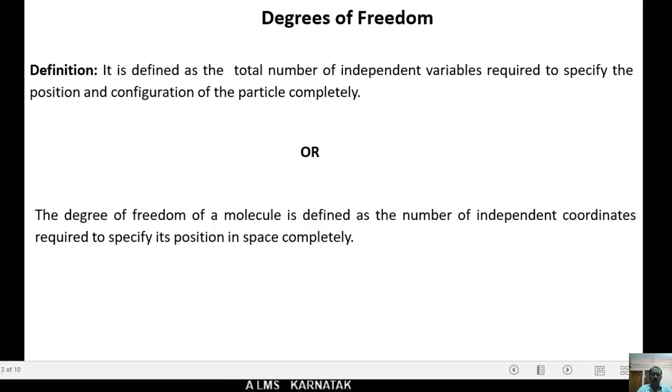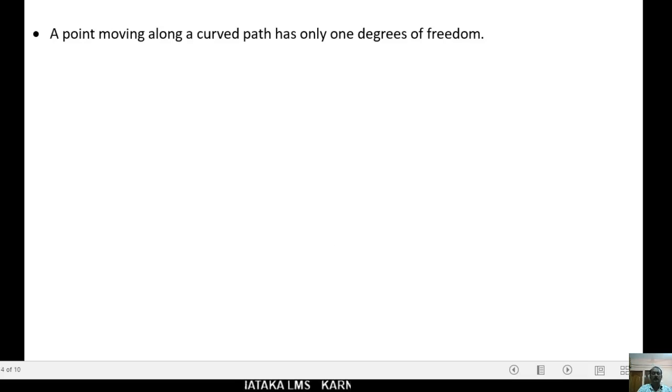That means you can specify the position of the particle in space completely and independently. That is known as degrees of freedom. Let us see. You can better understand the degrees of freedom like this.